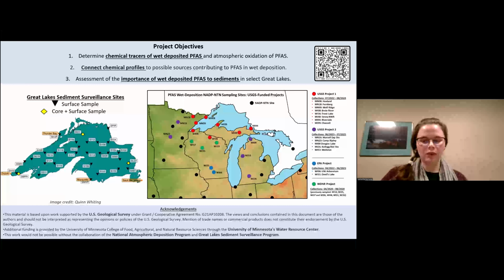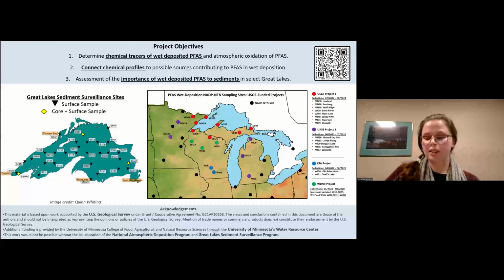So the overall goals for our project are to investigate wet deposited PFAS potential tracers, sources, and assess their importance to Great Lakes sediments. And to do this, we are collaborating with the EPA Great Lakes Sediment Surveillance Program to compare the Great Lakes PFAS sediment analysis to our seepage lake data. Additionally, we are working with the National Atmospheric Deposition Program to collect and analyze wet deposition for PFAS. In the map on the right-hand side, our sites are the purple icons, but we will also be leveraging data from all the other icons seen on that map to compare spatial differences of wet deposited PFAS.